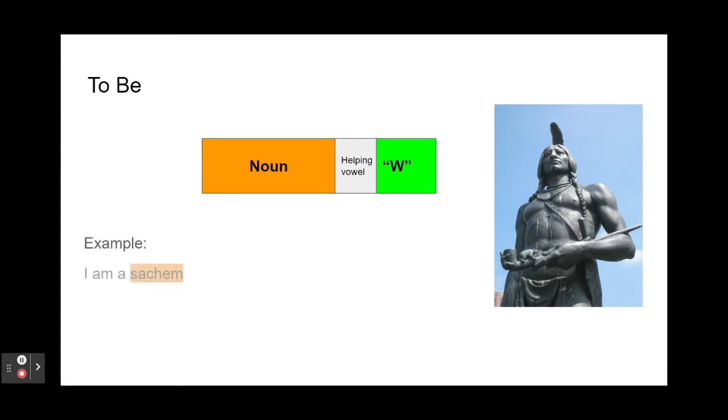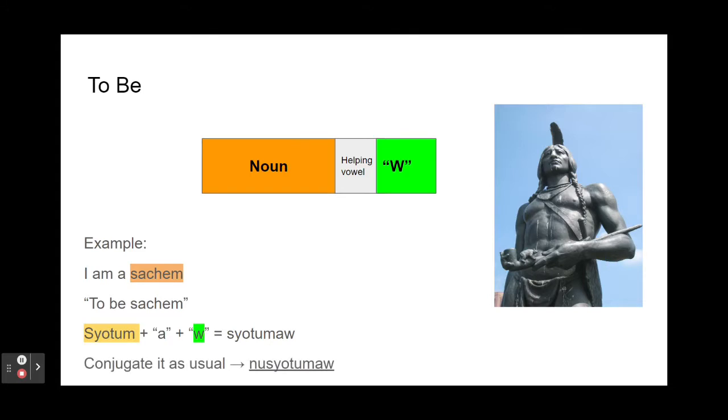So let's say I want to say I am a sachem, which is a chief. Oh, by the way, that picture is of Massasoit, the chief of the Wampanoag tribe. So we have to say to be a sachem. We have to turn sachem into a verb. So we take the Wampanoag noun siotum, meaning sachem, and then turn it into a verb by adding a plus w. Remember, the w is the suffix to make noun into verb. So siotumau, to be a sachem. Then we conjugate it as usual. Nusiotumau, I am a sachem.